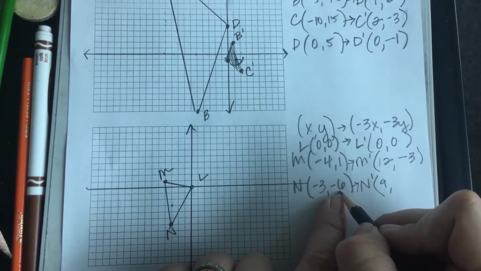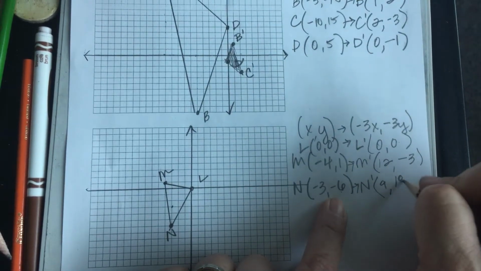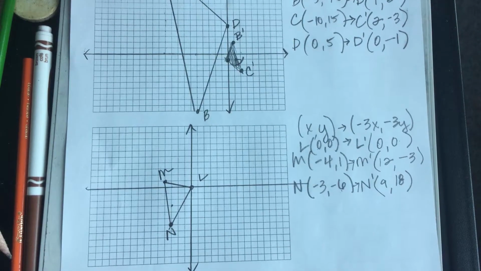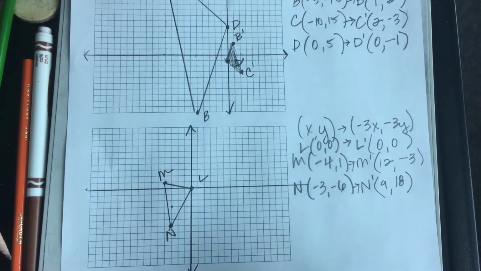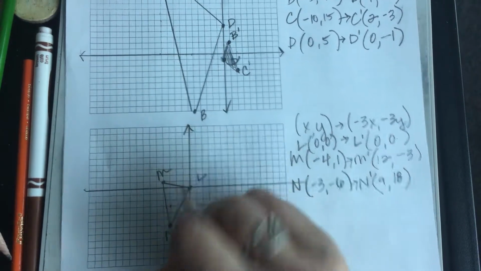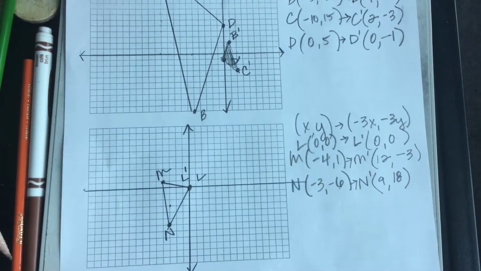Oh, I don't think this one's going to be on here. -3 times -6 is going to be +18. That's going right off the page. I didn't even think about that for my graphing. Nuts. Well, I'll get there. I'll make it look kind of okay. L prime's sitting in the same spot.